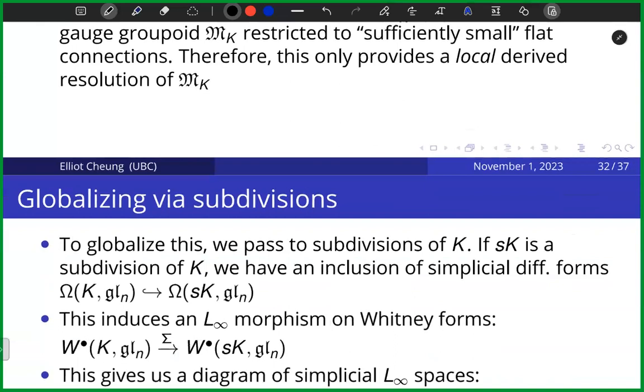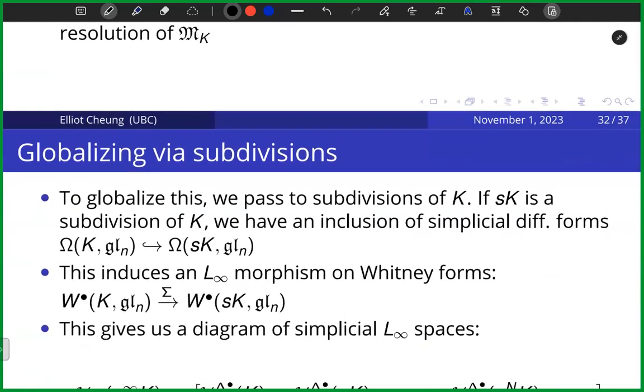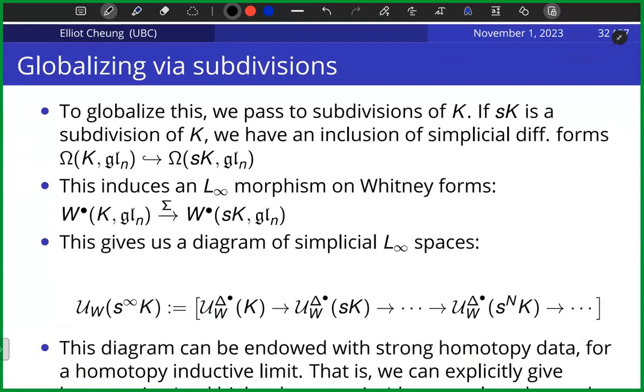So to globalize this, we pass to subdivisions of the triangulation. If you take a subdivision of the triangulation, you can include simplicial differential forms, right? Because if you're piecewise smooth with respect to K, then you're indeed piecewise smooth with respect to the subdivided one. And this subdivision induces an L infinity morphism on the corresponding Whitney forms.